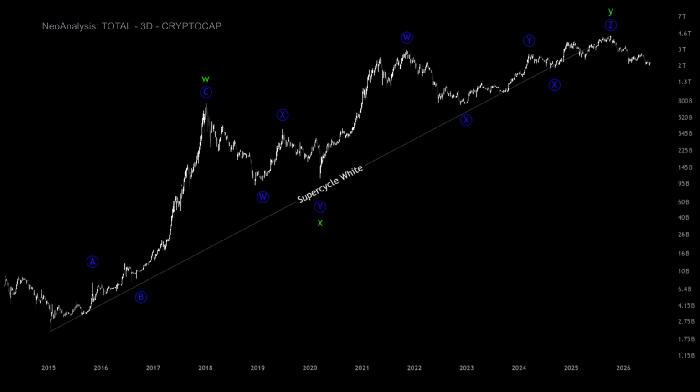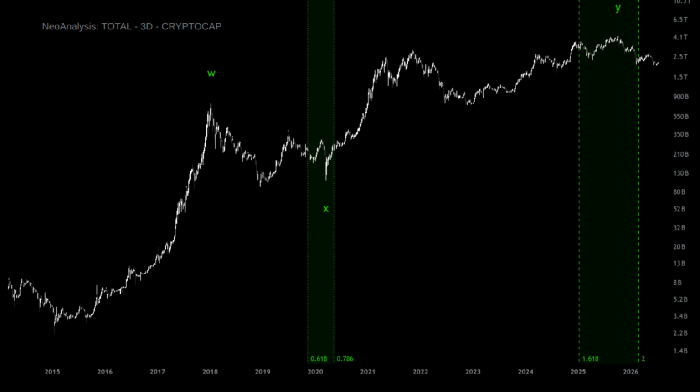The cycle green structure currently represents the highest reasonably countable structure visible on the chart. However, this does not mean it is the largest degree present. As additional price action develops over time, a larger degree, most likely at the supercycle white SW level, is expected to become identifiable. The cycle green structure should therefore be understood as part of a still developing larger framework. At the cycle green degree, Total has developed a large corrective structure labeled CGwxy. The primary time relationships within the CGwxy structure are as follows.